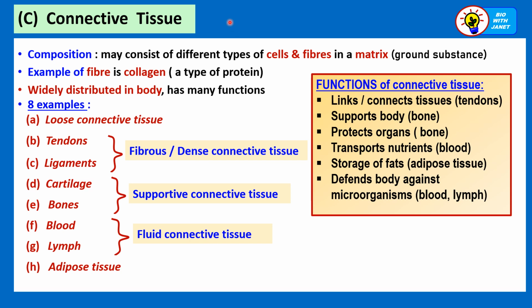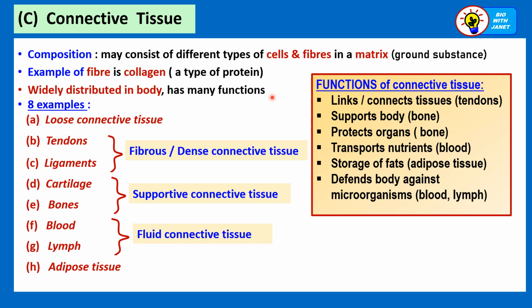So let's discuss connective tissue. Now, the composition of connective tissue. It may consist of cells and fibers in a matrix, all right? Cells and long thin strands of fibers in a matrix. Now, the matrix is a ground substance, that is the substance in which the cells and the fibers are found. It's the background substance. An example of a fiber is collagen. This is an important fiber in connective tissue that strengthens the tissue. And collagen is a type of protein that's found in hair, skin especially, nails, and so forth.